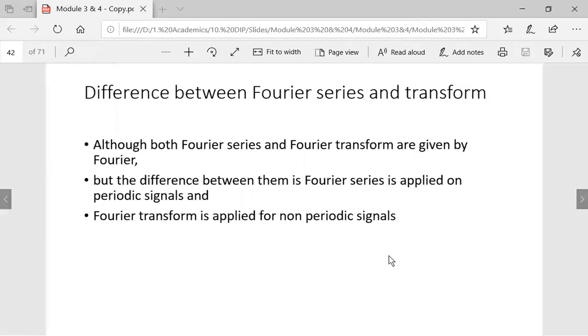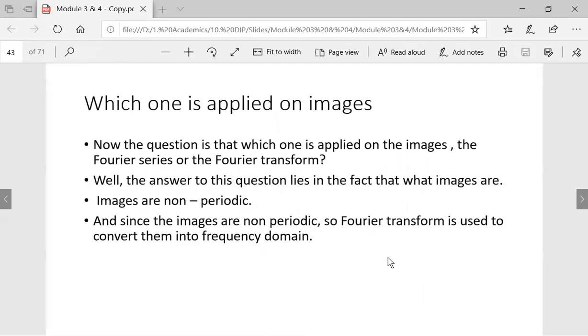So the difference between Fourier series and transformation. Although both Fourier series and Fourier transform are given by Fourier, the main difference is that Fourier series is applied on the periodic signal, as I've already told. Fourier transformation is applied on non-periodic signals. So which one will be applied on the image now? Either the Fourier series or the Fourier transformation. Let us see in the next slide which one is applied on images.